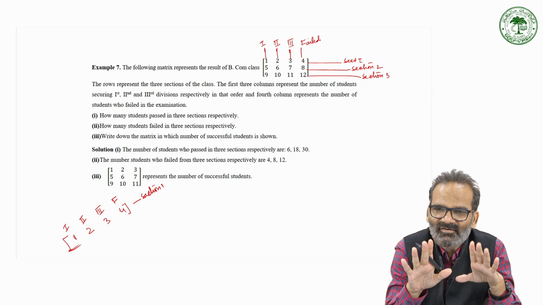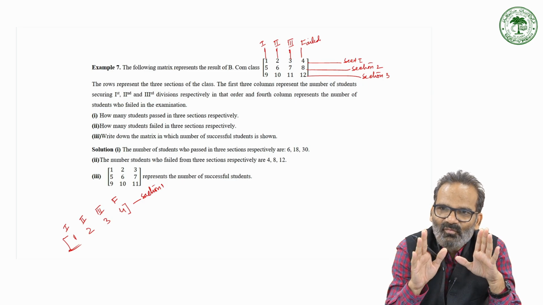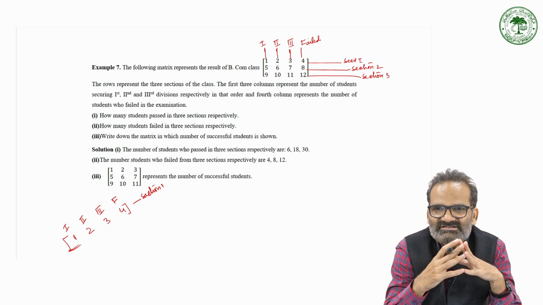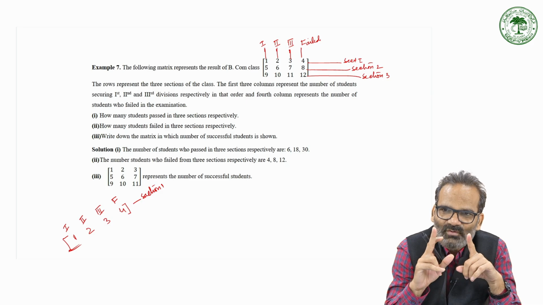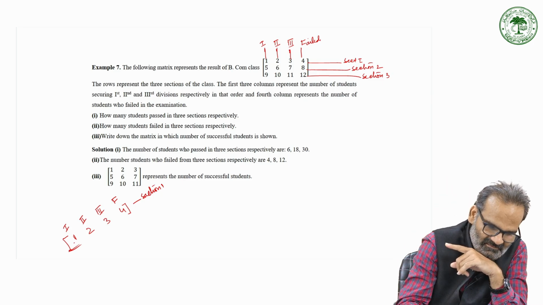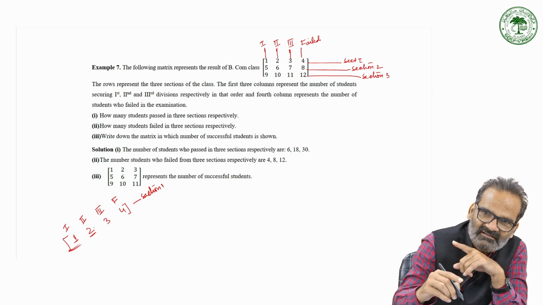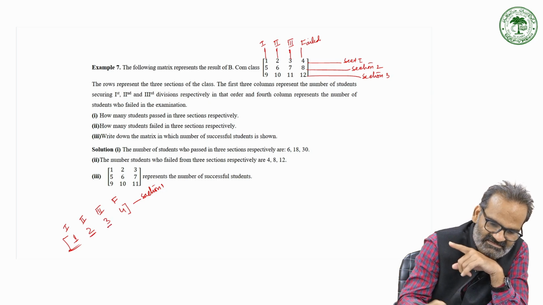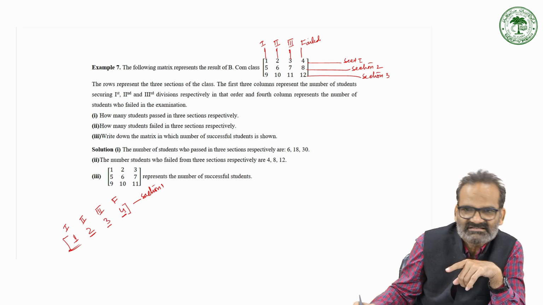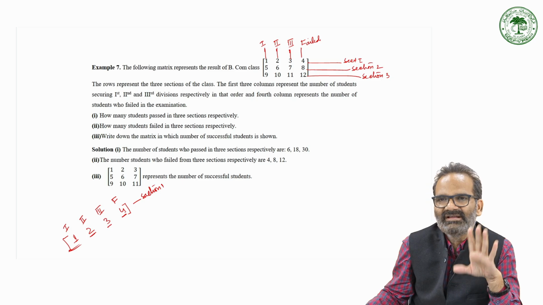In row 1, what does row 1 represent? Row 1 represents the students of section 1, right? Students of section 1 means there is only one student in section 1 who secured first division, because we are having here 1. There are only 2 students in section 1 who secured second division. There are 3 students in section 1 who secured third division, and there are 4 students in section 1 who failed.